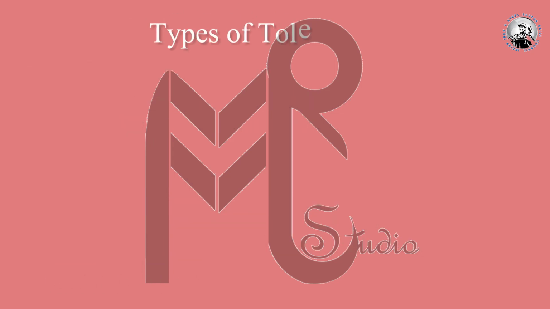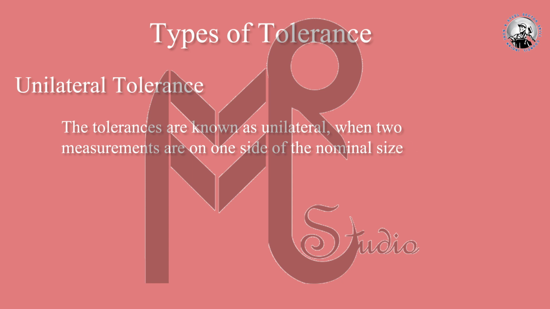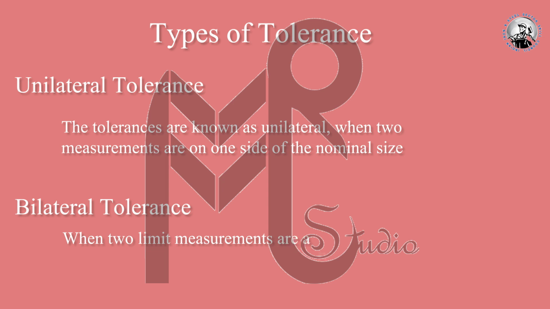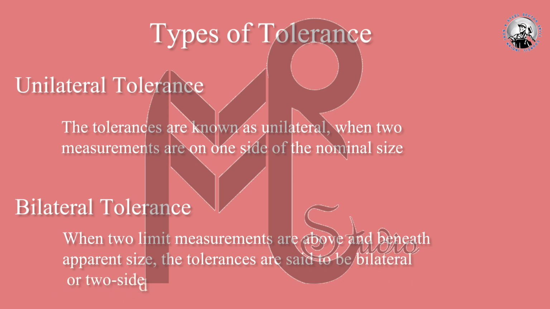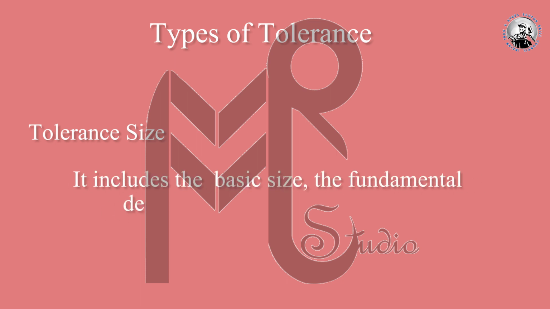Types of tolerance. Unilateral tolerance. The tolerance is known as unilateral when two limit measurements are on one side of the nominal size. Bilateral tolerance, when two limit measurements are above and below the nominal size, the tolerance is said to be bilateral or two-sided. Tolerance size. It includes the basic size, the fundamental deviation, and grade of tolerance.